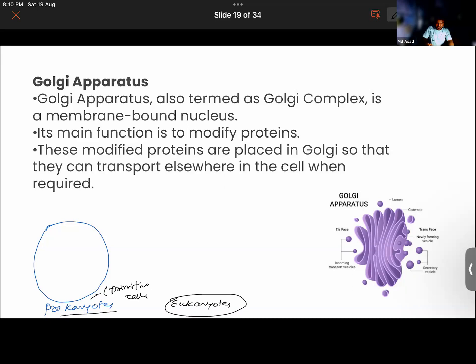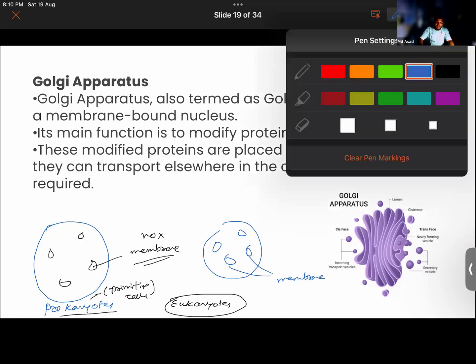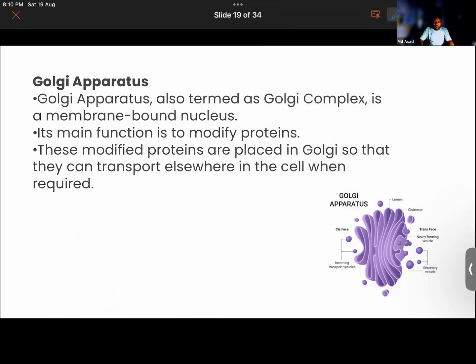Otherwise you might forget it. So primitive cells also had organelles, but there was no boundary in the organelles. We said that they had no membrane in them. But later on, in the eukaryotes, the organelles found inside the eukaryotic cells are also membrane bounded, meaning that they also had a membrane. Getting it?